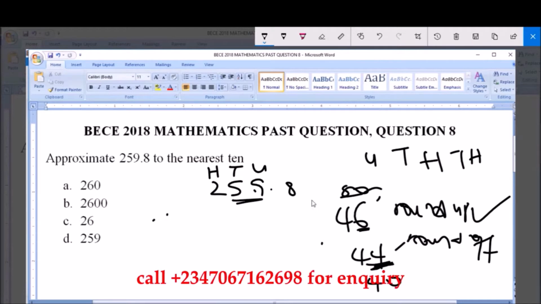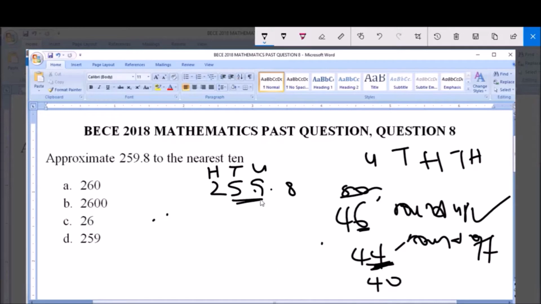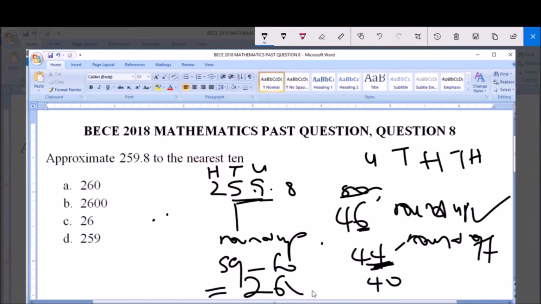Now let's go to our question. Our question says 259.8. Now let's forget about this point here. We're dealing with the units now. You can see that this unit is 9, and 9 is greater than 5. So therefore we'll round up, not round off. Since this unit is above 5, we'll round up this unit to the nearest 10, thereby giving us 60, thereby turning 59 to 60. And therefore we have 260. So this is the answer in nearest 10.